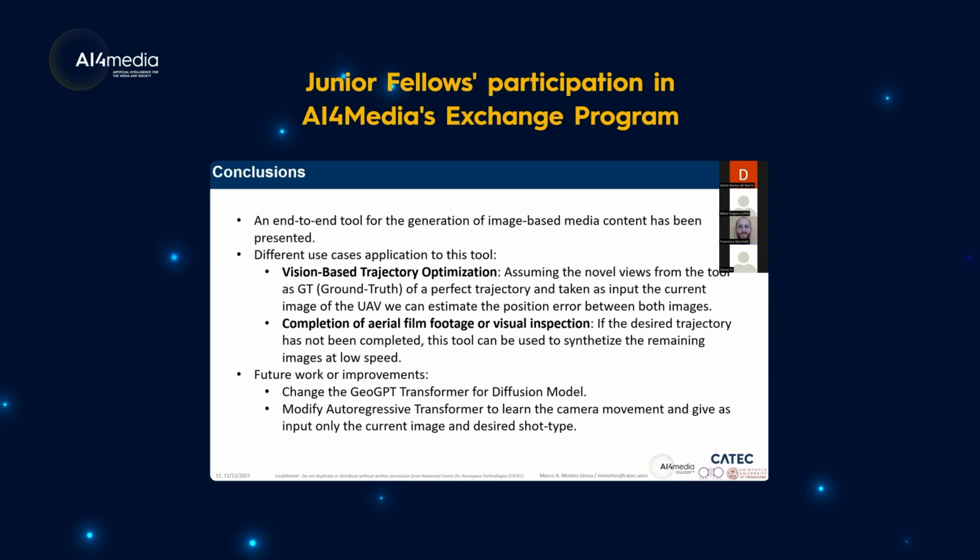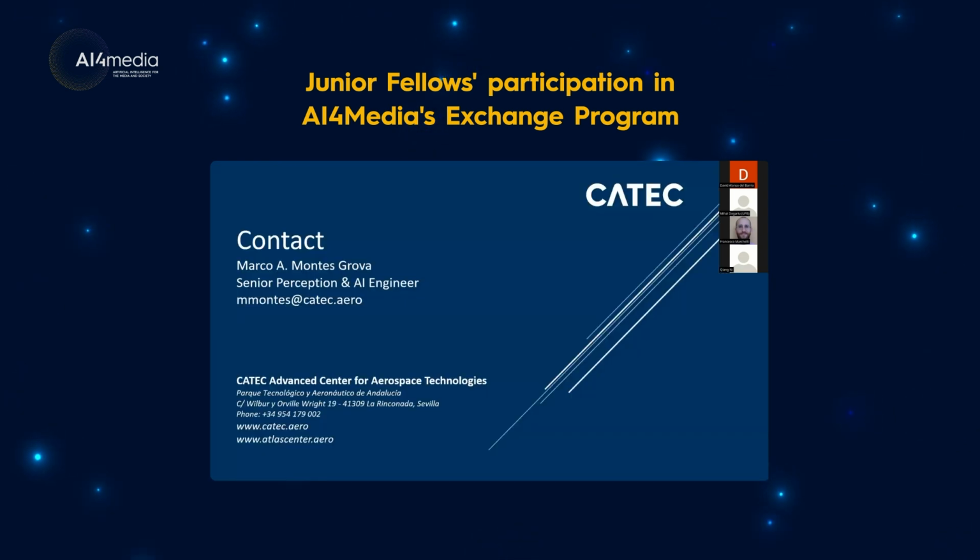Another good improvement would be the modification of this transformer to learn the camera, the new image, and the trajectory. In this way, we would be able to give as input only the image of the drone and the name of the token of the desired shot type, and the model will generate the whole image without taking into account the trajectory generation, only during the training. So that's all from my side.